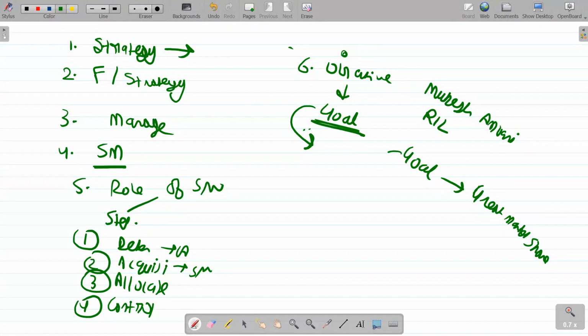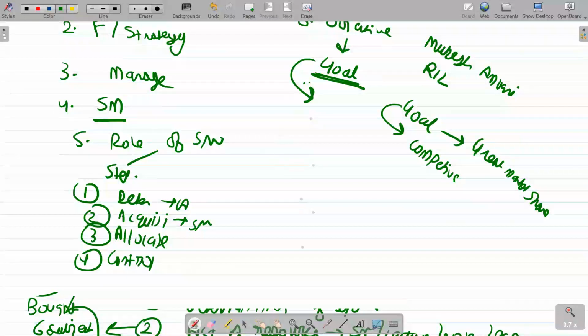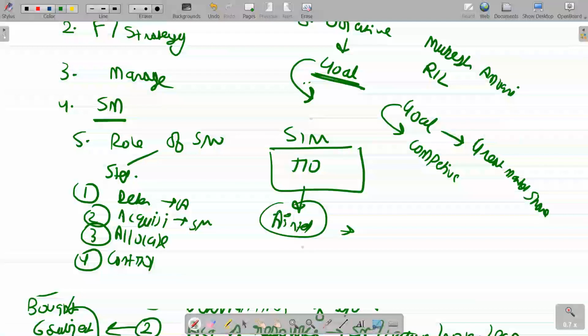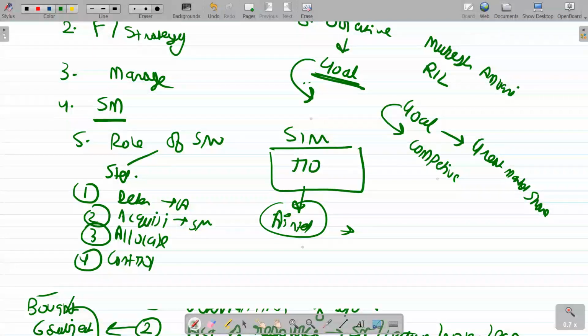That's fine. But their another goal was to gain competitive advantage. Have you guys heard this word, competitive advantage? Competitive advantage means to gain advantage over the competitors. Like if I give you option, whose SIM you want to buy? So everyone should say Jio. Mukesh Ambani, sir, wants to throw away Airtel and other companies. So this was another goal. This was also his objective, that he wants to achieve competitive advantage.